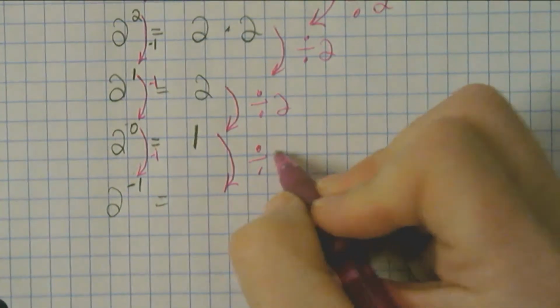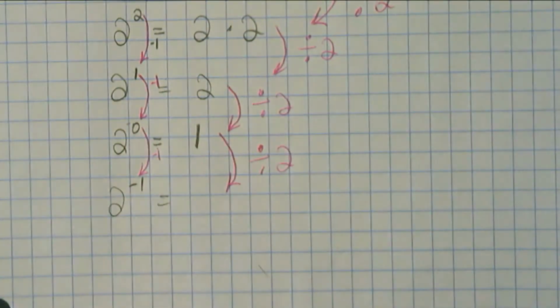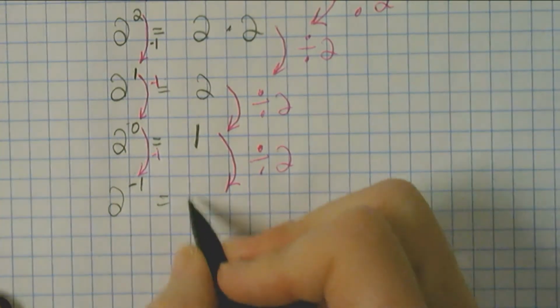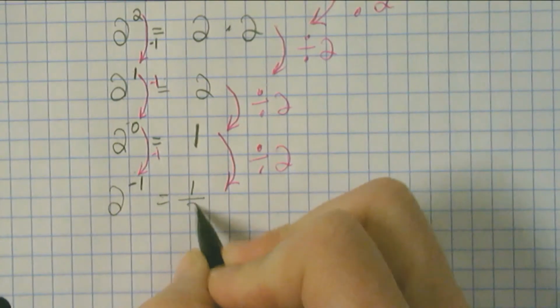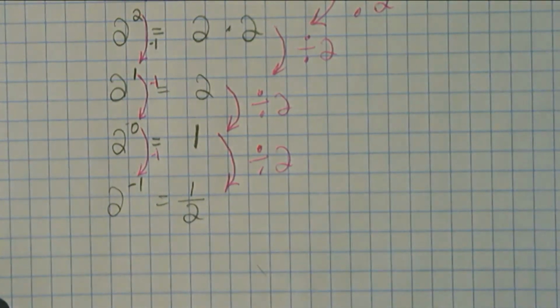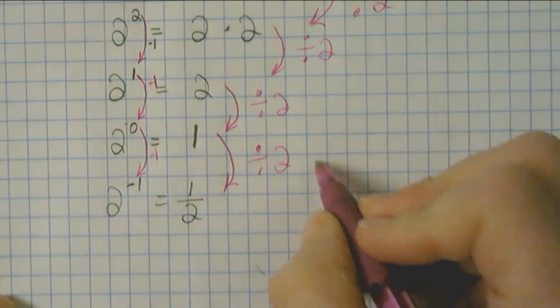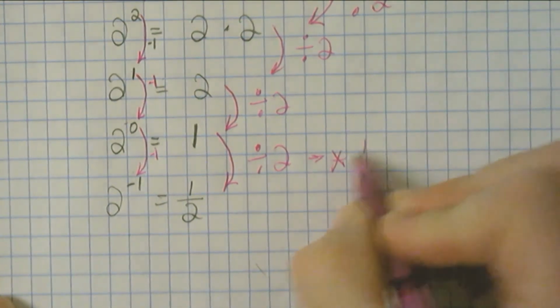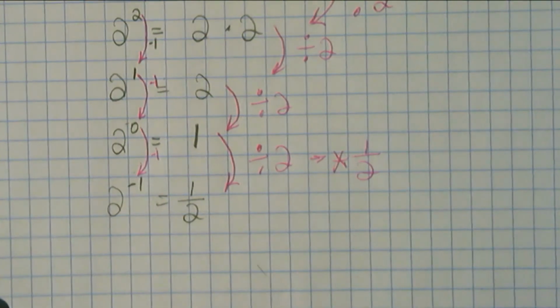What is 1 divided by 2 as a fraction? How do you write 1 divided by 2 as a fraction? Pierre? 1 over 2. Now, dividing by 2 is the same thing as multiplying by a half. How many of you guys know that? So dividing by 2 is the same thing as multiplying by a half.